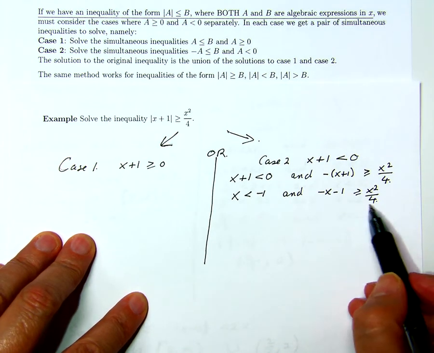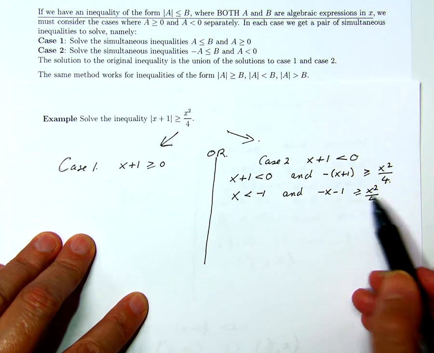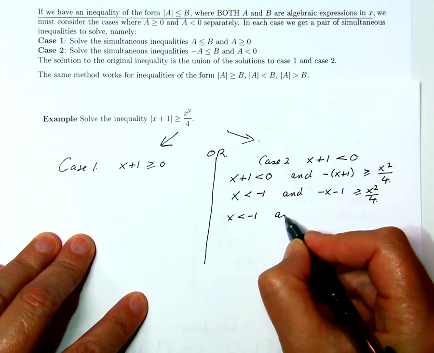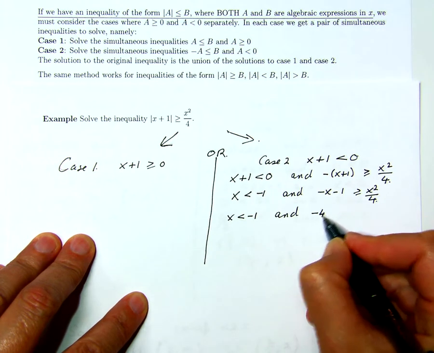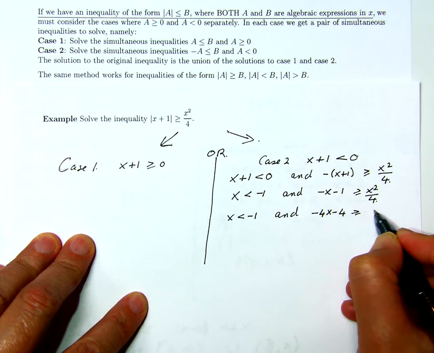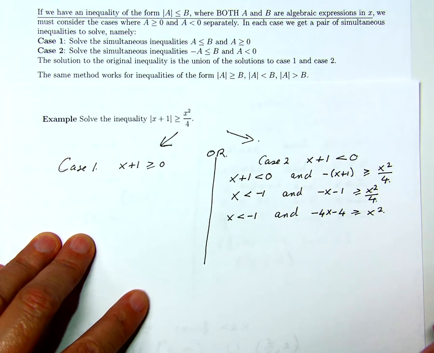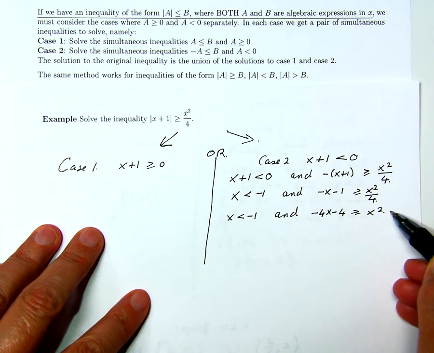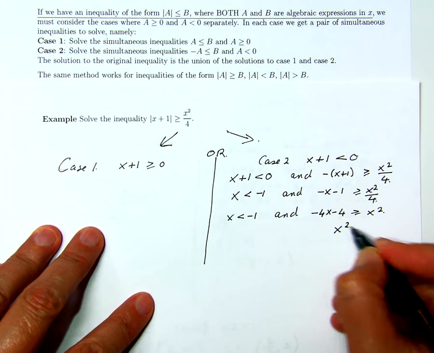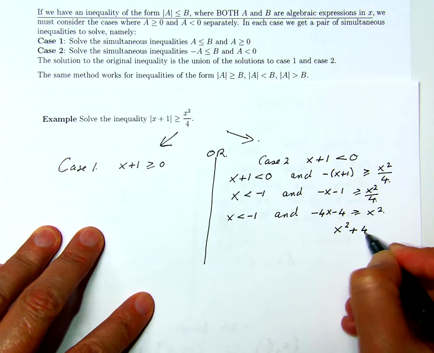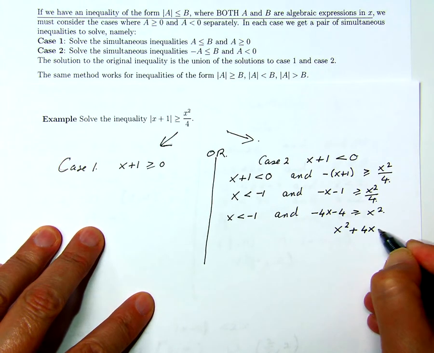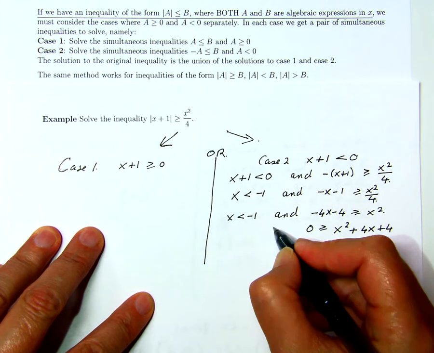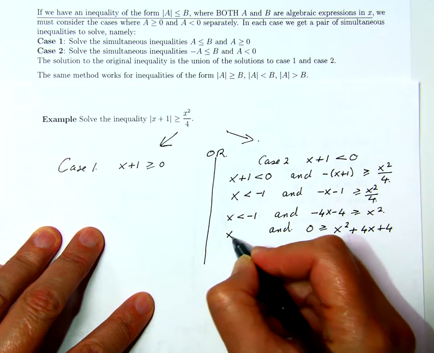I'm going to multiply everything here by 4. It doesn't change the greater than or equal to, so I'm looking for all x values so that x is less than minus 1, and minus 4x minus 4 is greater than or equal to x squared. Now this is going to be a quadratic. If I bring everything over to the right hand side, I can solve it using factorization. So I'm looking for all x values where x squared plus 4x plus 4 is less than or equal to 0, and x is less than minus 1.